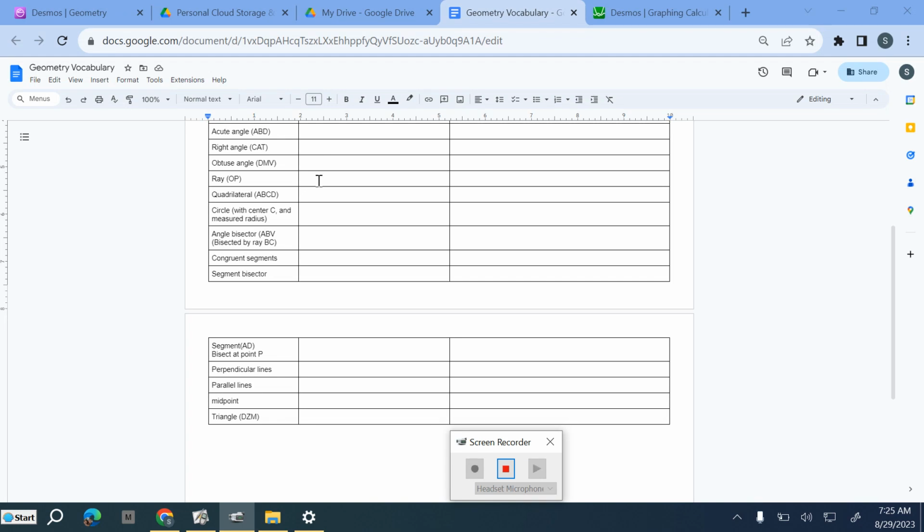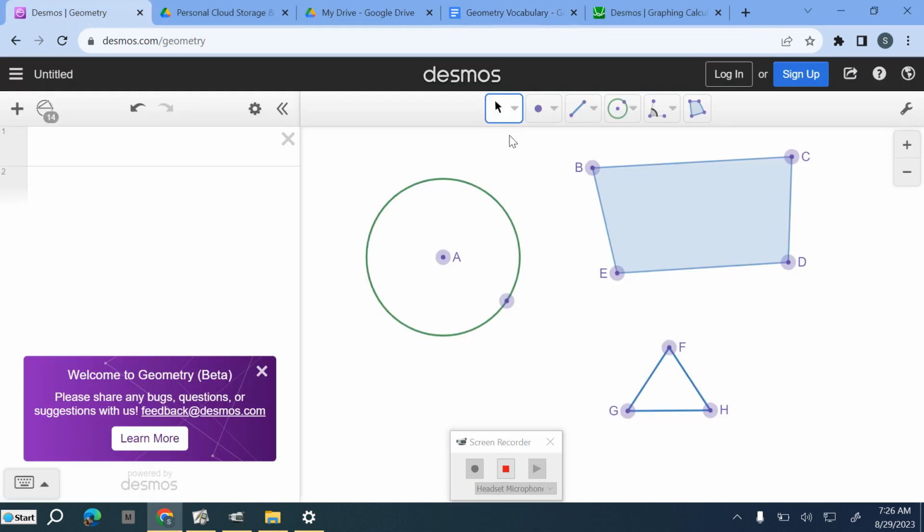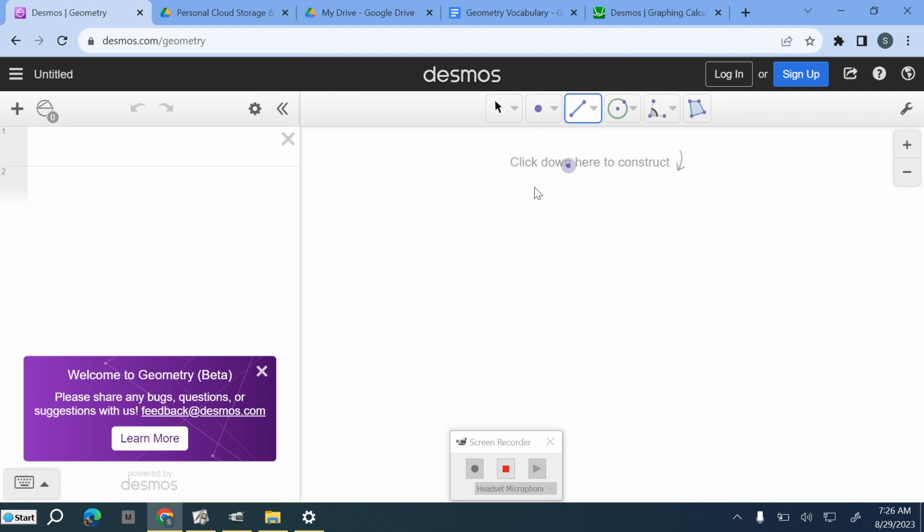Bisector, congruent segments, perpendicular lines, parallel lines, and a midpoint. So remember, get rid of everything here. I can just press reload. It's all gone. Now, actually, let's do congruent segments first.